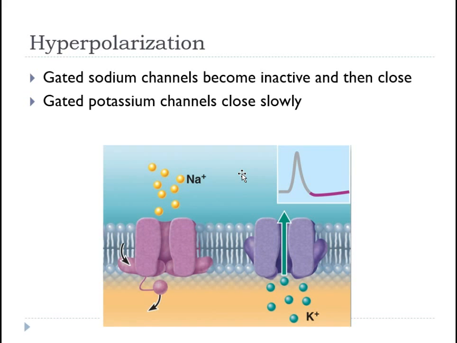Hyperpolarization is where that gated sodium channel becomes inactive. So this is definitely stuck. And the gated potassium channel slowly closes.